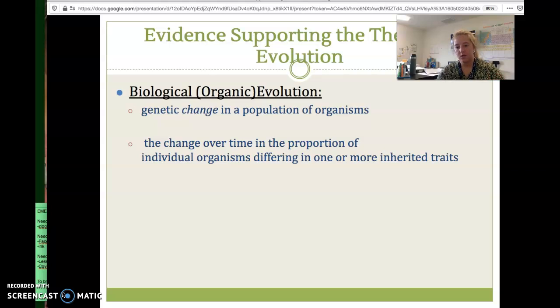Evolution is the change over time in the proportion of individuals differing in one or more inherited traits. So this is how organisms change over time. That's our biological evidence. We also have some structural differences in our organisms that we see.